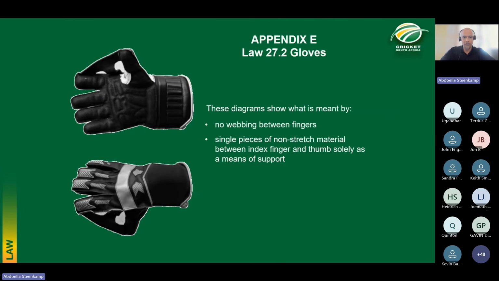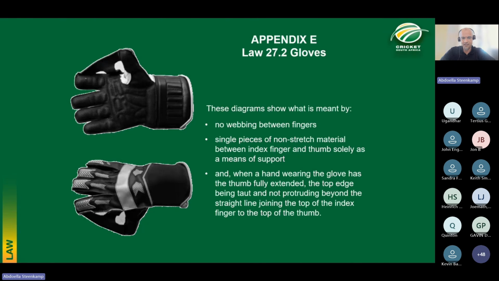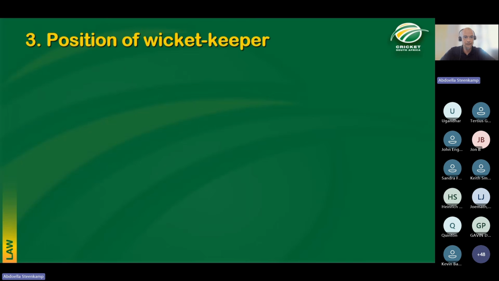Just to go over the gloves: no webbing between the fingers. That piece of material between the fingers should not be non-stretch material. You can look at the picture. That is what the law allows when it comes to the keeper's gloves. We can go into the law book under Appendix E at the back of the book to look at it and go into more detail.